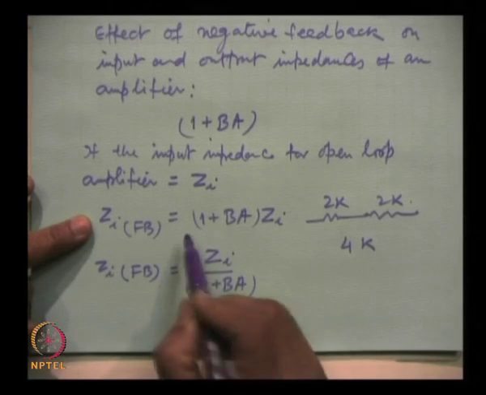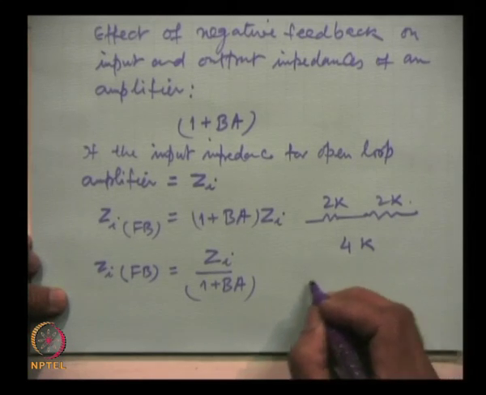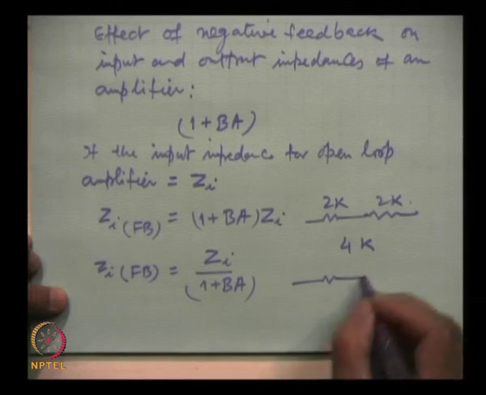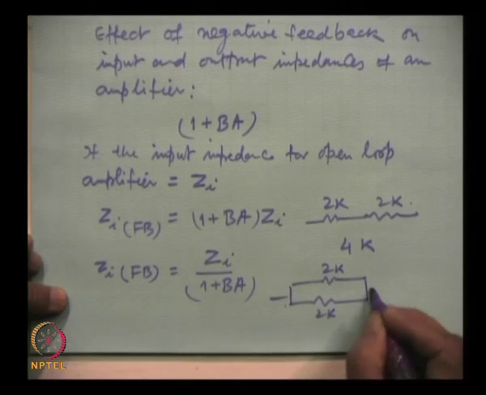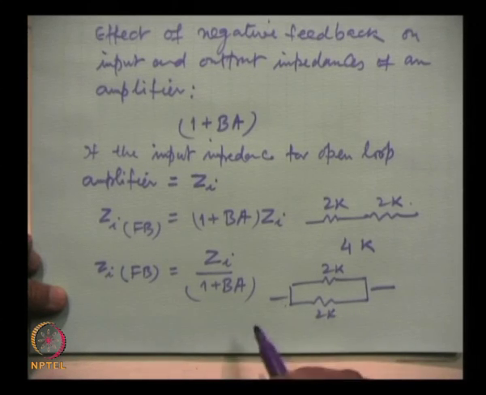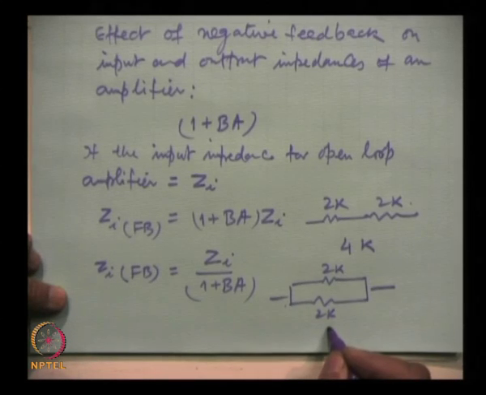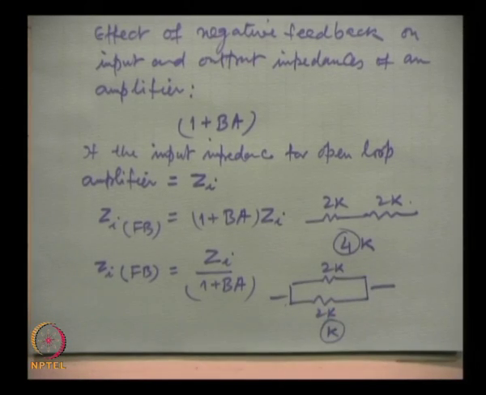If the same impedances, 2 k and 2 k, are connected in parallel, then apply the simple resistance rule, 1 by 2 k plus 1 by 2 k is equal to 1 by effective resistance, and that comes out to be k. So, this is reduced to k. So, in shunt they reduce, in series they increase.